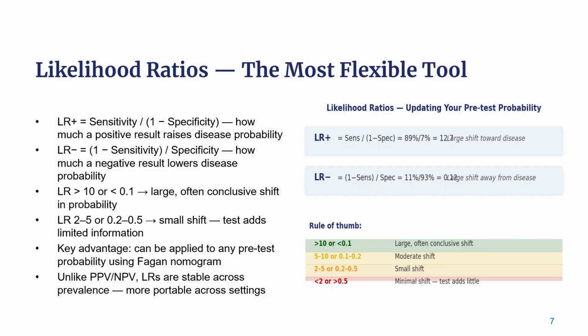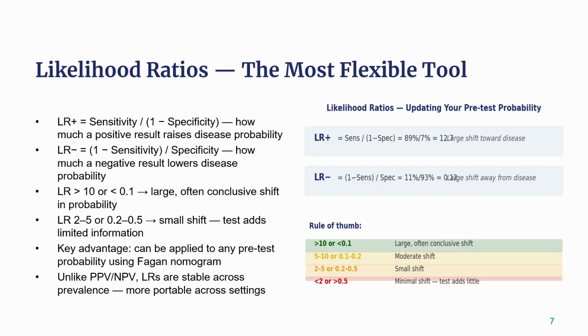Here's the key advantage. Unlike PPV and NPV, likelihood ratios don't change with prevalence. They're a property of the test itself, like sensitivity and specificity, but they're expressed in a way that directly tells you how much the test result shifts your clinical probability.